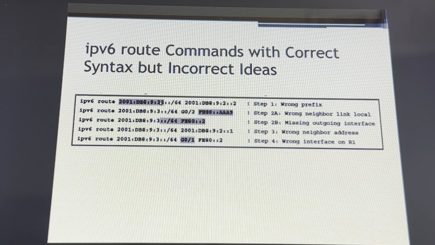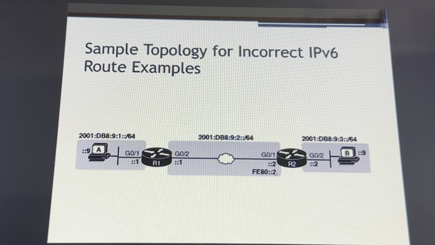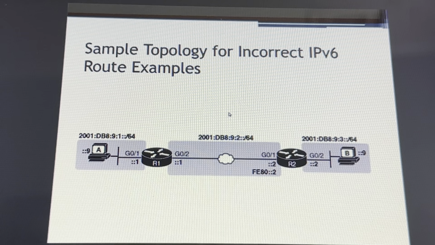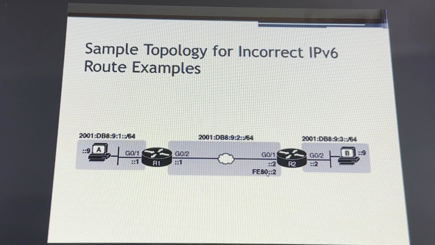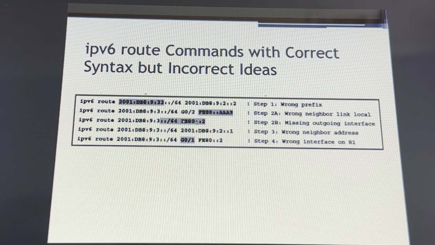In this one, we put on gig 0/2 and then the link local address. But what link local address do we use to get to 3 from 1? It would have to be this link local address here. And this one they used AAA 9, I don't know what that is. In this particular route example, they used FE80::2, but forgot to put the outgoing interface, and that won't work because it's using link local. We have to specify the interface.